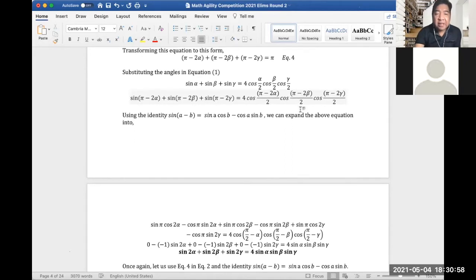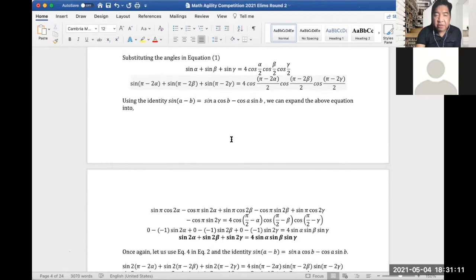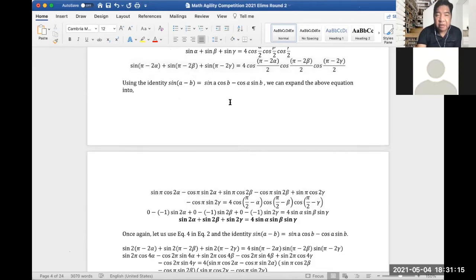If we use the identity sine of A minus B, which is equivalent to sine A cosine B minus cosine A sine B, we can expand the above equation to the following. If we expand each of the sine terms, that results in the left-hand side for this, just by following this trigonometric identity. This is the difference of angles formula, right? Difference angle formula. Yep, difference formula identity.